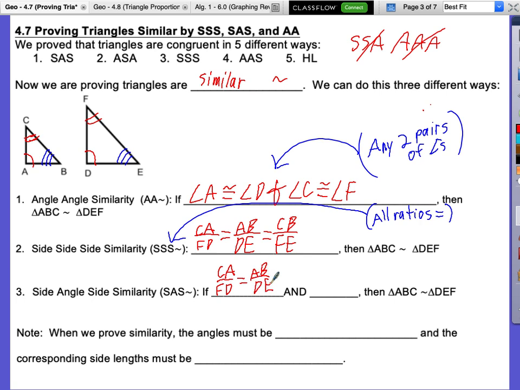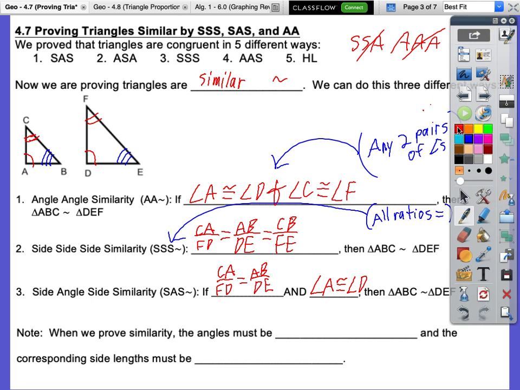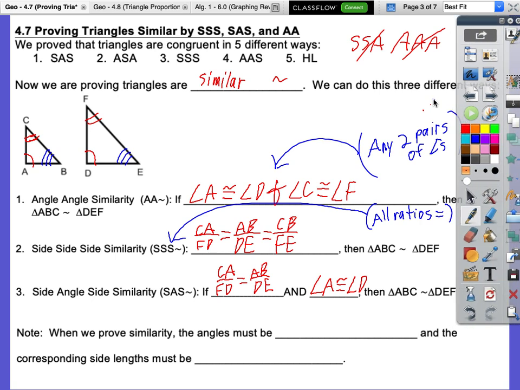Now, if we're dealing with sides CA and AB, and sides FD and DE, what's the interior angle of those? Angle A and angle D. So those are the 2 angles that we need to be congruent for this to work. So, if this is all true, then these triangles will be similar, using side angle side similarity.